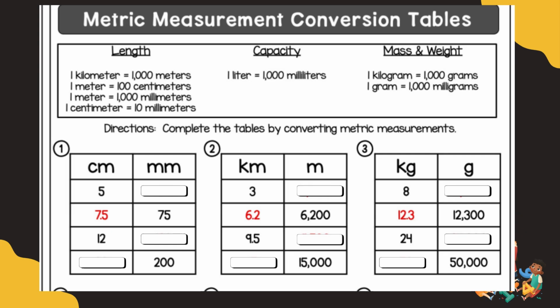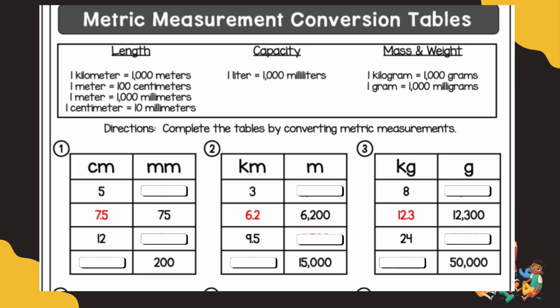So here's first night's homework, metric measurement conversion tables. Please use this key that lists the length, capacity, mass, and weight conversions, and you're going to complete the tables by converting metric measurements. You're going from centimeters to millimeters.